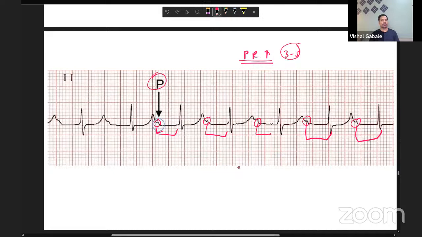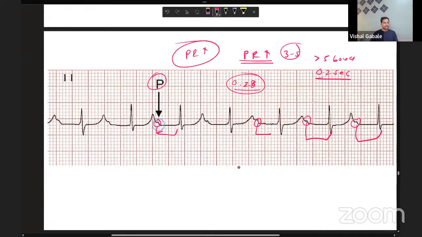And normally it is 3 to 5 boxes. If it is more than 5 boxes, that is almost how many seconds? That is 0.2 seconds. Let's check how many boxes are there in this case. So we have 1 small box, 2 small boxes, 3, 4, 5, 6, 7. Okay, so 7 into 4 is 28. Okay, 0.28 second. That means more than 0.2, right? So it is your first degree heart block with a PR prolongation. Okay. Got it.